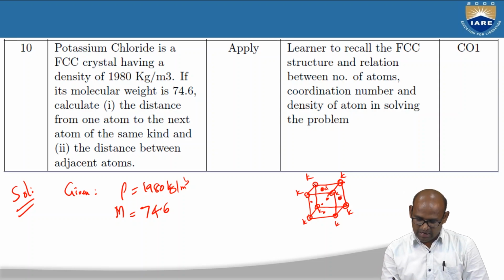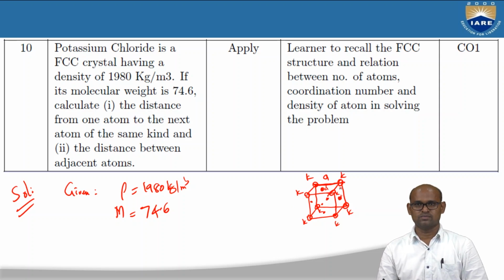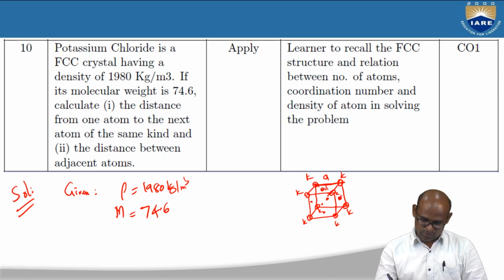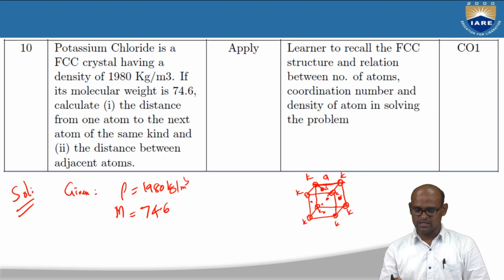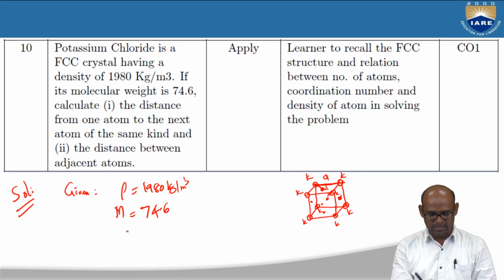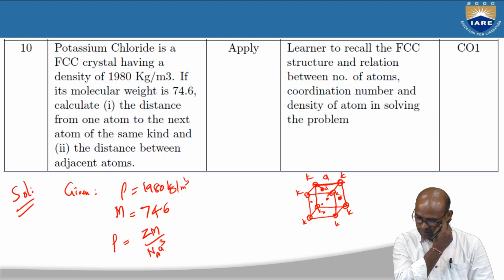So the distance between the atoms of the same kind is A. We know that this is a cubic lattice, and the distance between any two potassium atoms is A. And the distance between the adjacent atoms, potassium and chlorine, is actually A by 2, right? So if we can calculate A, then we know the distance between the same kind and adjacent atoms. So using the density formula, rho is equal to Z into M by Na into A cube, right?